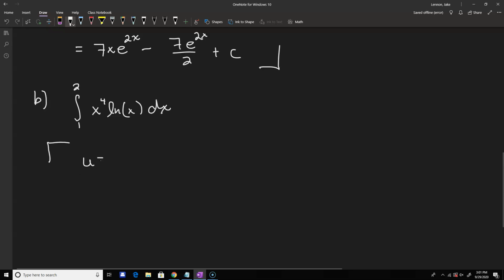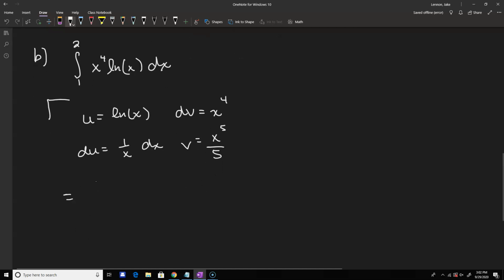So we're going to pick u to be the natural log of x here, and we'll pick dv to be x to the 4th. So then our du will be 1 over x dx, and our v will be x to the 5th power over 5, and then we just plug into that formula. So we want to multiply u times v, so that's going to be x to the 5th over 5 times that natural log of x, and then we want to subtract the integral of v times du. So that's going to be the integral of 1 over x times x to the 5th over 5 dx.